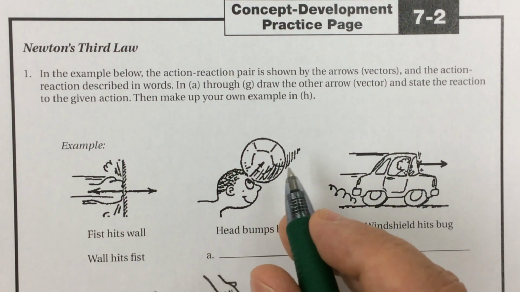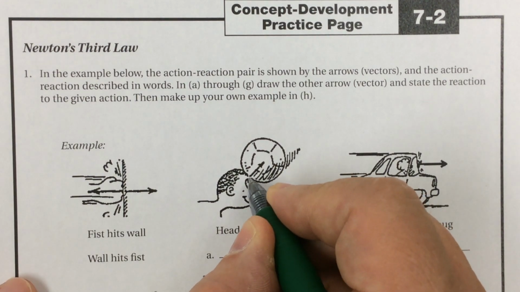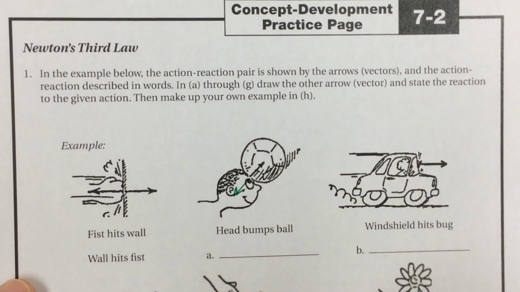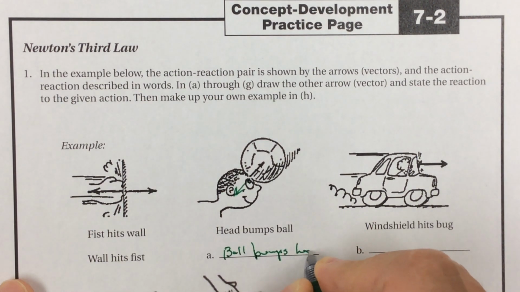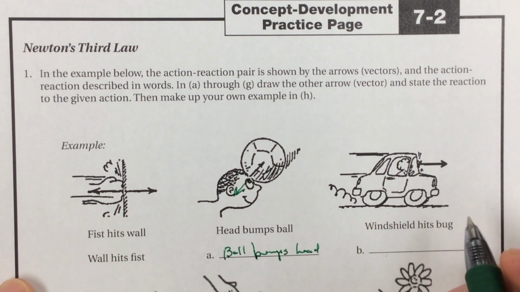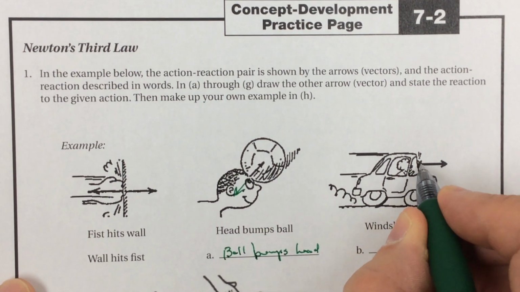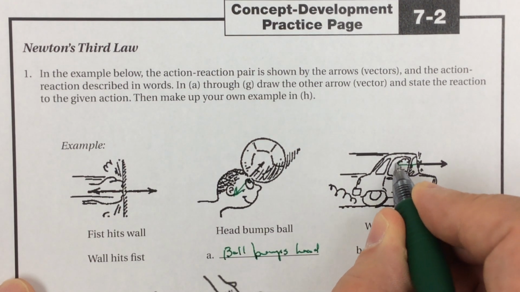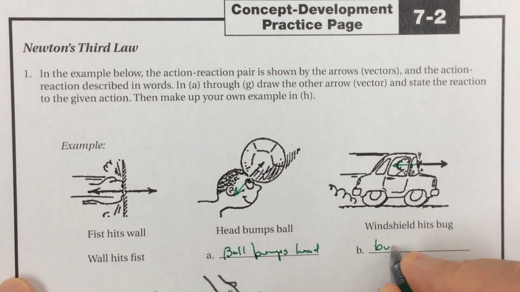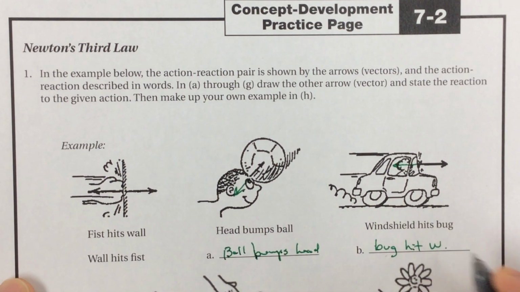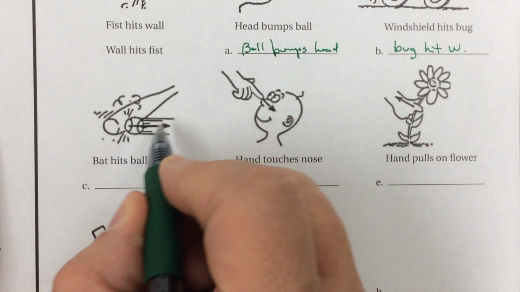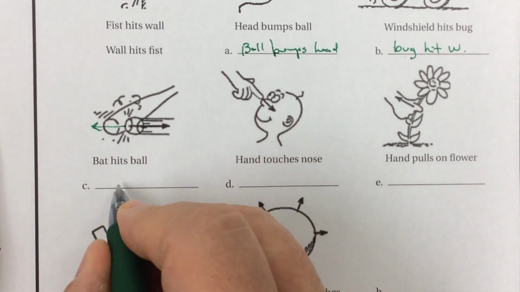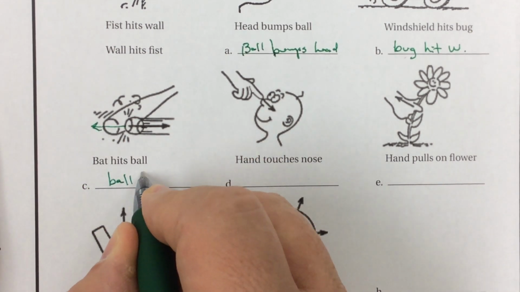So if your head bumps the ball, then you're going to have an equal and opposite force put from the ball on the head. So put that, ball bumps head. Okay, windshield hits bug. That means that whatever this vector is, that's what this vector is going to be, the same. Bug hits windshield. Okay. Bat hits ball. Okay, so it's hitting the ball this way, so the ball is hitting the bat that way. Ball hits bat.